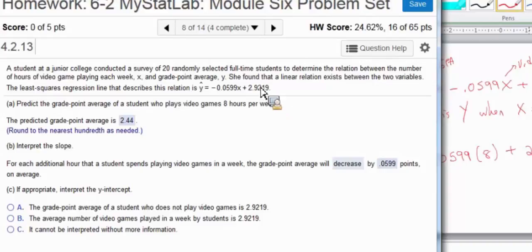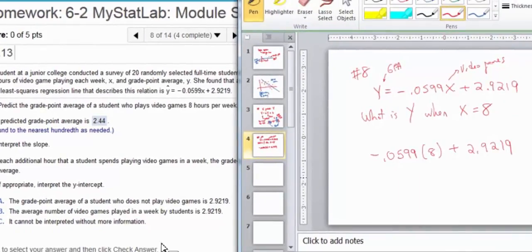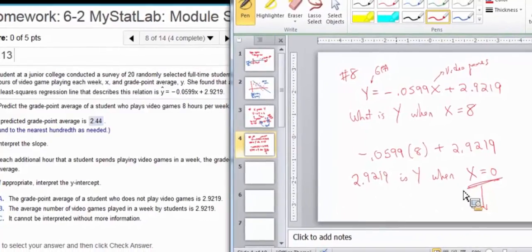Y-intercept. The y-intercept is when x equals 0. So the y-intercept, 2.9219, is y when x equals 0. In this case, what does x equals 0 mean? X measures the amount of video games. X equals 0 is somebody who plays no games, a non-gamer. So in this case, the y-intercept does have an interpretation. The GPA of a student who does not play any games is 2.9219, the y-intercept.